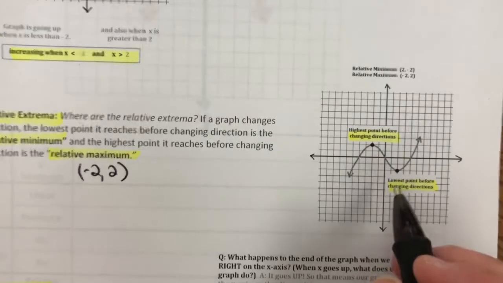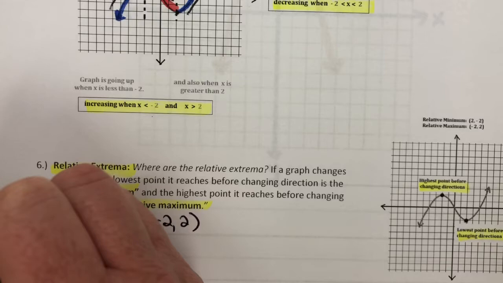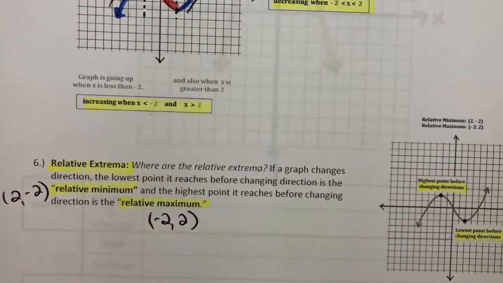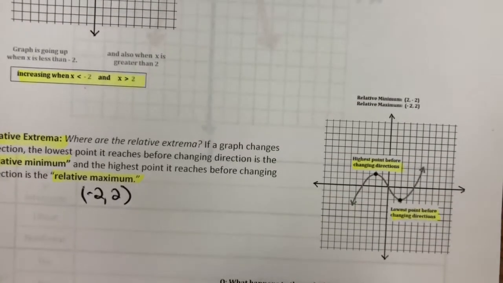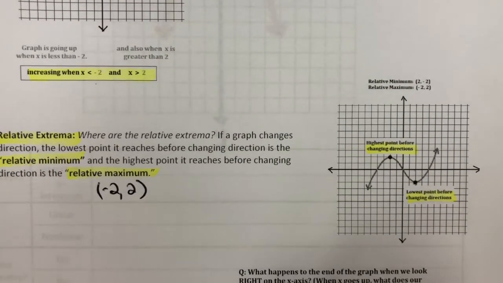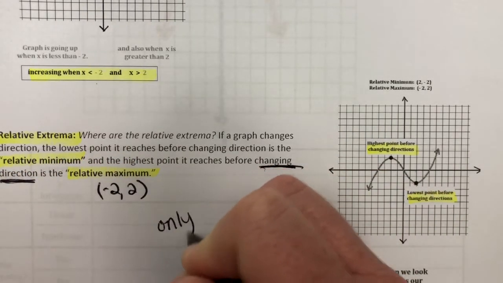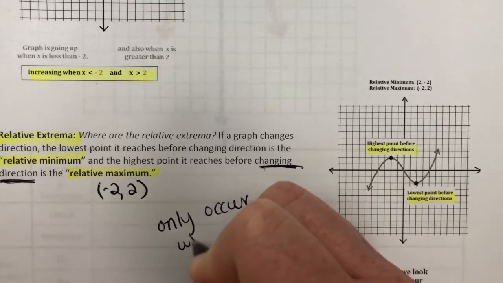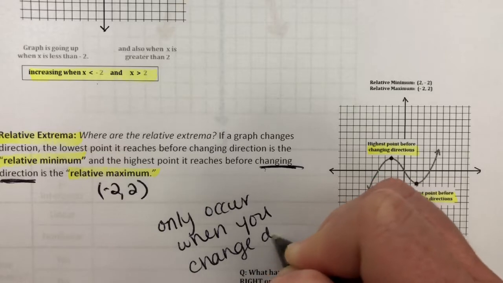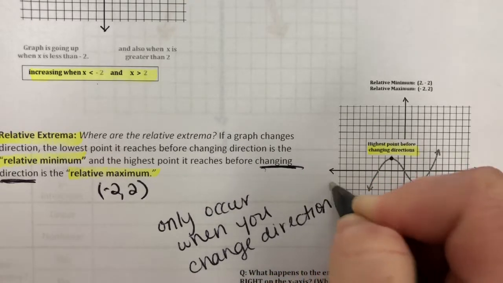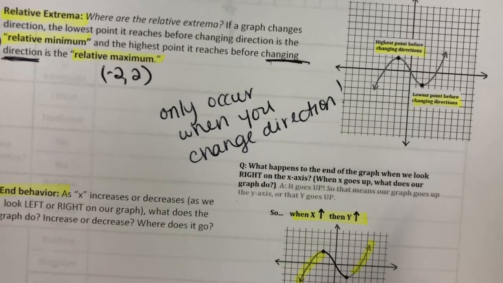That's what I'm naming. So this guy right here is over 2, down 2. My minimum, 2, -2. It also lists it up here above the graph. Those are my relative extrema. They only occur when you change direction. Just like on a roller coaster. What's the highest point you get to before you drop and lose all your stomach, right?